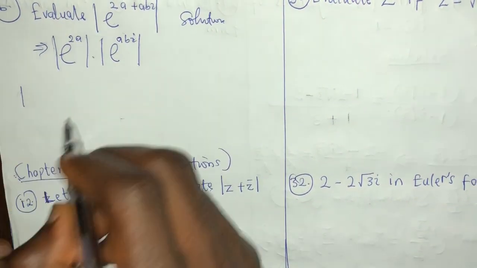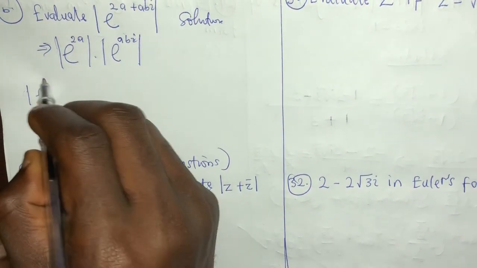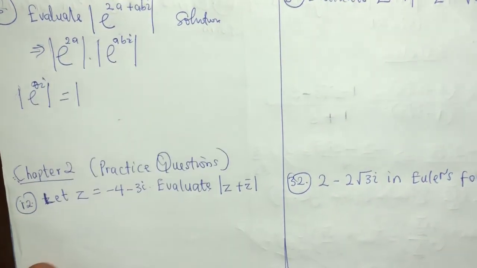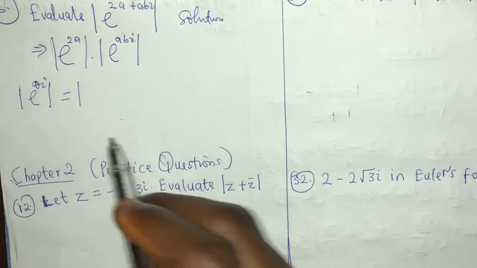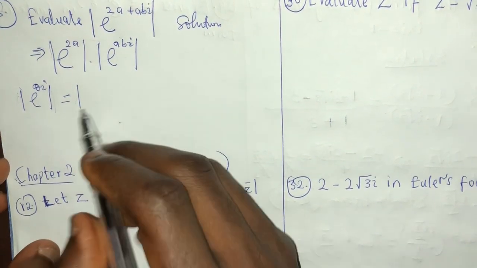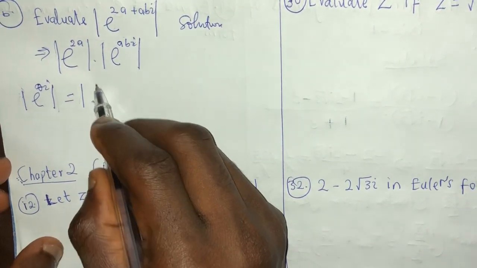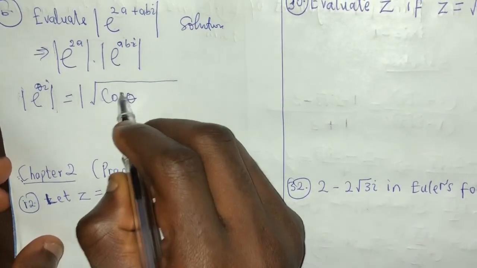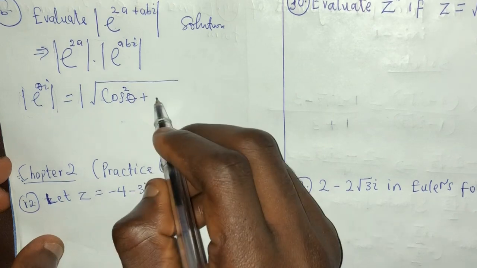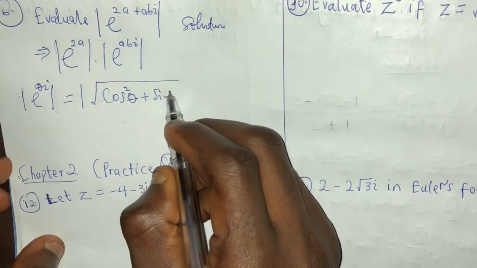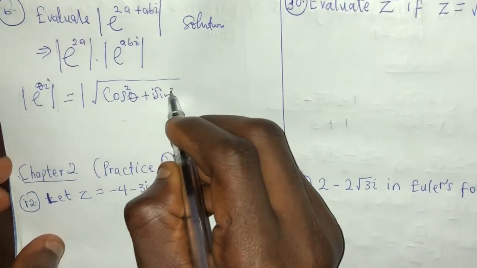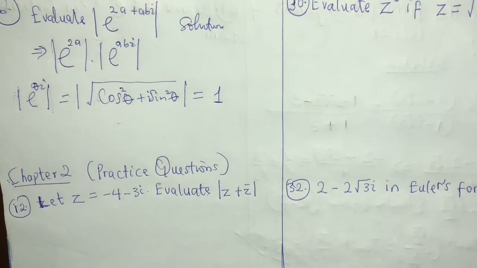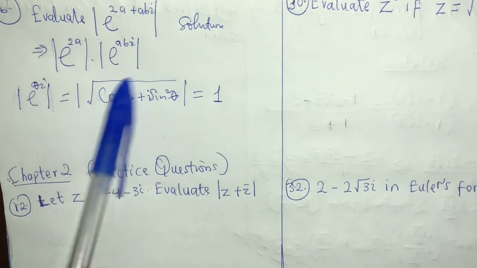Now, anytime you have an absolute value of e to the power of an angle and i, I told you that the absolute value is actually going to have a square root: the square root of cos squared theta plus sin squared theta, and this is equal to 1.